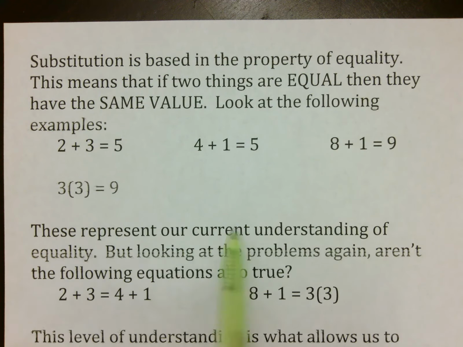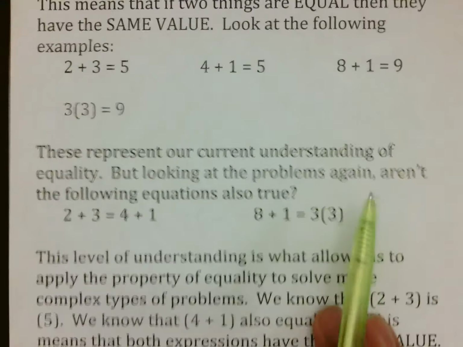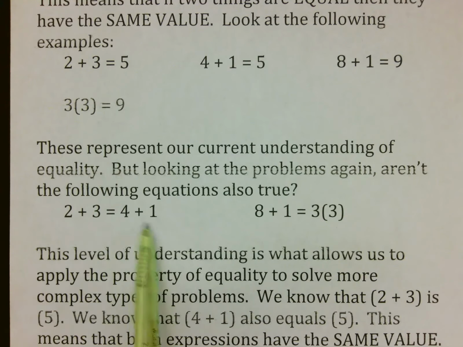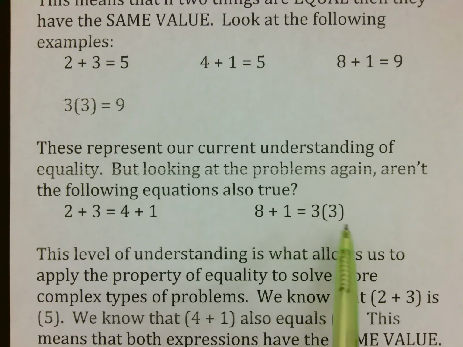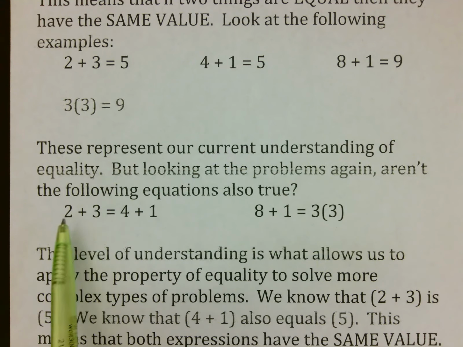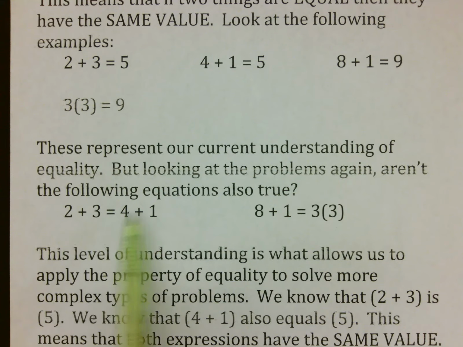Those represent, again, our current understanding of equality, but there's a higher level of equality. If you look at the problems again, aren't these equations also true? 2 plus 3 is equal to 4 plus 1, or 8 plus 1 is equal to 3 times 3, because if you think about it, 2 plus 3 is 5, 4 plus 1 is 5. They both have the same value, therefore you can put an equal sign there.